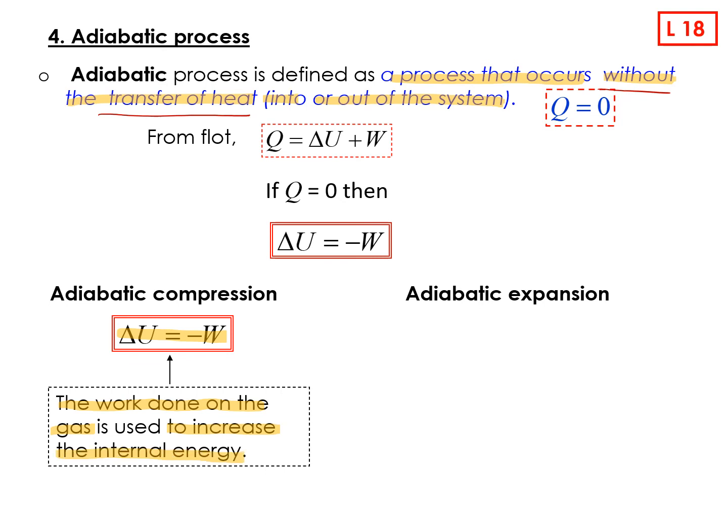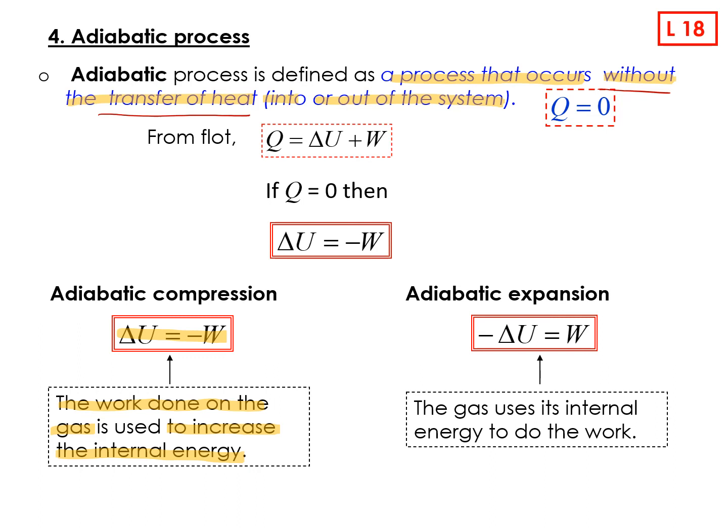of the system. Okay. For adiabatic expansion, the equation we got is negative delta U is equal to W. Here the sign for delta U is negative, but the sign for work done is positive. It means the gas uses its internal energy to do the work. So the internal energy is decreasing, and the work is done by the gas.